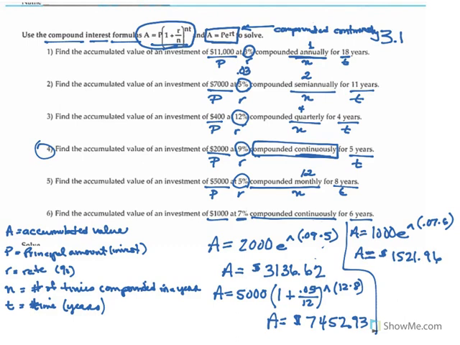Okay. So your formulas are going to be given to you. You just have to know what number represents what variable, and you substitute it into your formula, and then you simplify accordingly. And that's it. So that's compound interest. So those are your word problems from 3.1. Okay? All right. Next.